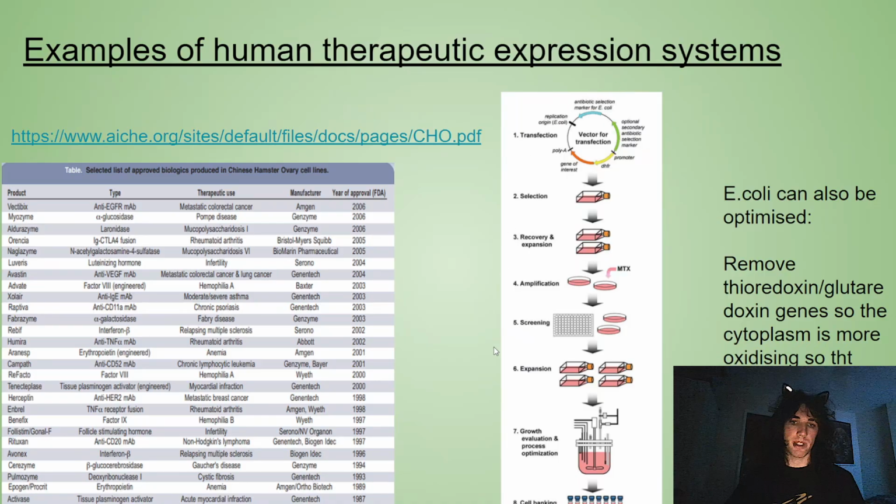And here we have basically the storyline of how you get your cells, right? You transfect them, select for them, screen, and then you start purifying your protein. And that's basically it. That's basically all we have for molecular biotechnology for recombinant proteins.